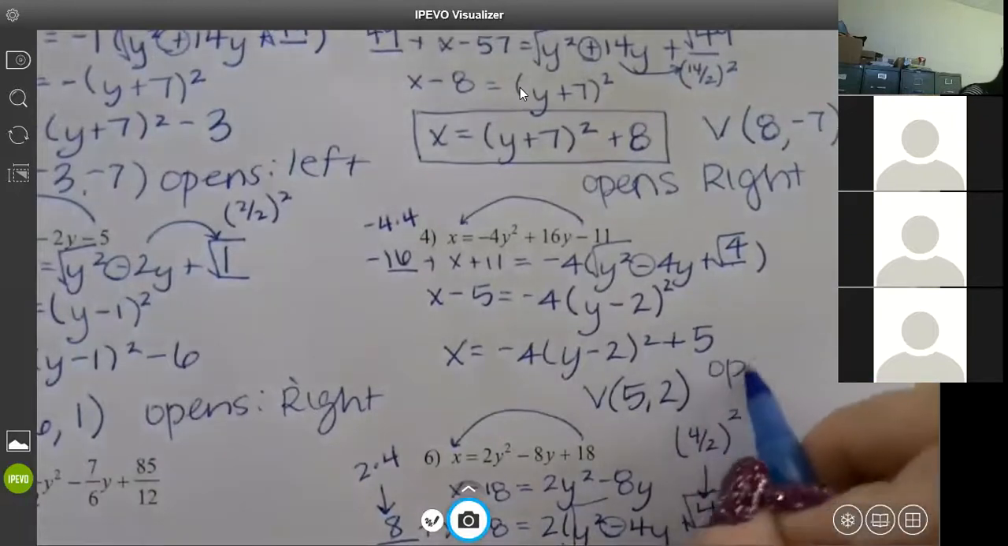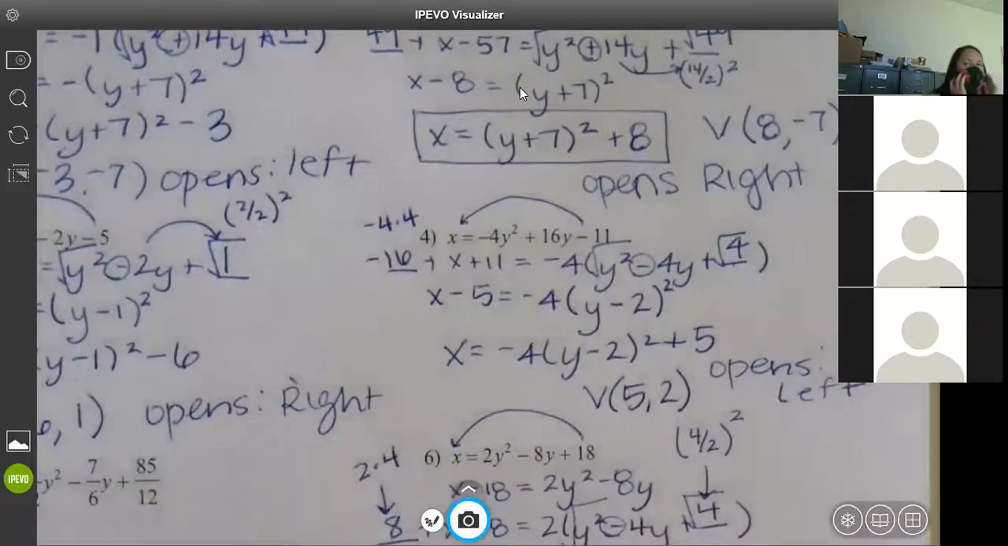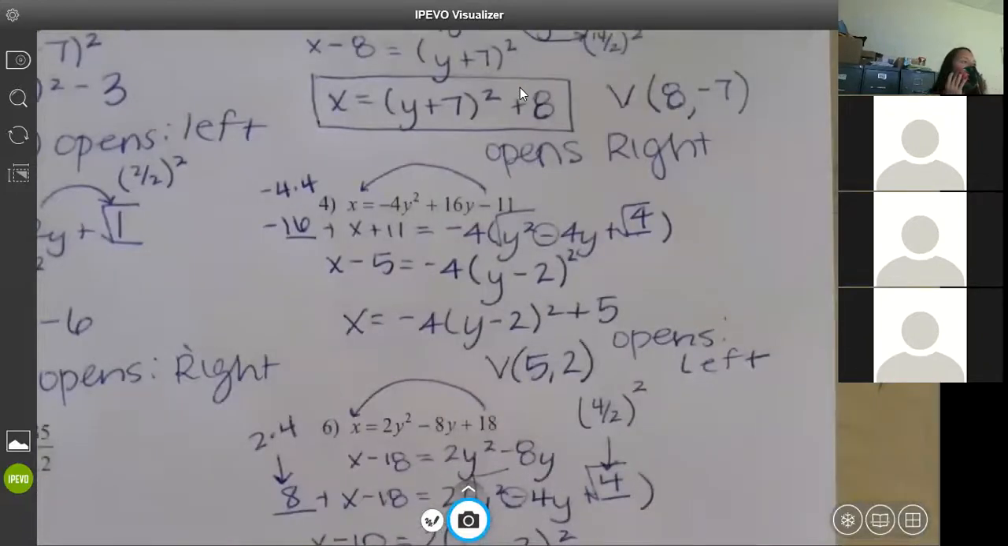Which way does it open? Good. Why does it open left? Fat or skinny? Look at it. Skinny, because it's a 4. Any number other than 1, above 1, is going to be a skinny or a stretch.